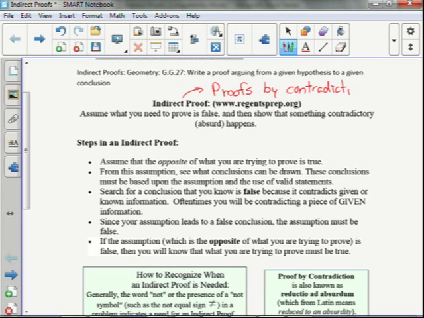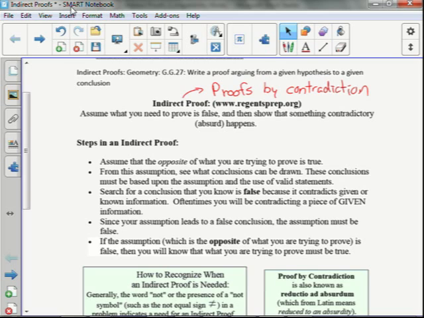Some of these first notes come off of the Regents Prep website, a great resource as you're getting ready for your finals and looking for some practice. What we're going to do in an indirect proof is assume what we need to prove is false, and then show that a contradiction happens, or something absurd, as it says.